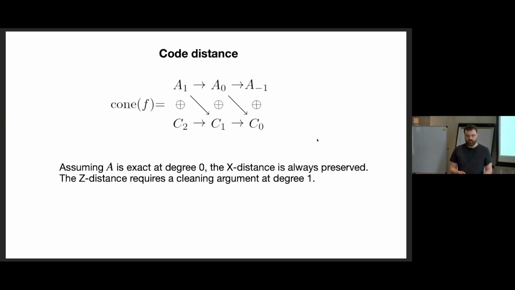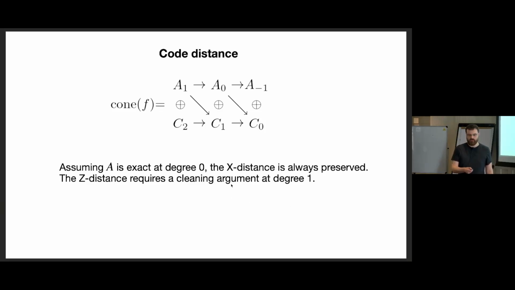So I'm going to breeze through stuff about code distance. First of all, assuming that we're doing a Z logical measurement and our A complex is exact at degree 0, then the X distance of our cone code is always going to be at least D. The Z distance is a bit more complicated and requires a cleaning argument. And I think Isha actually gave a pretty good description of this.